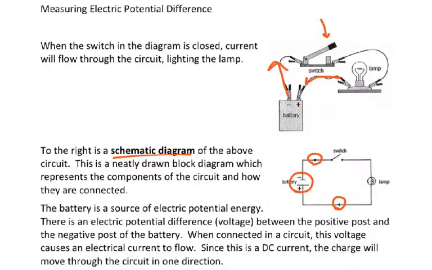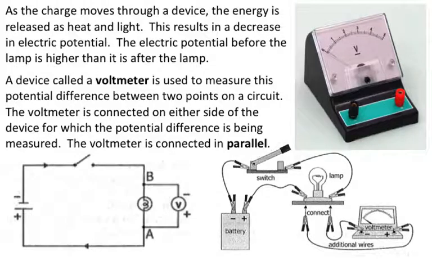A switch is represented by just a gap that's open. It may be closed as well. And the lamp is just a circle with what looks essentially like a light bulb filament in it. So then what happens as the charge moves through the device? We can start adding elements to this circuit.